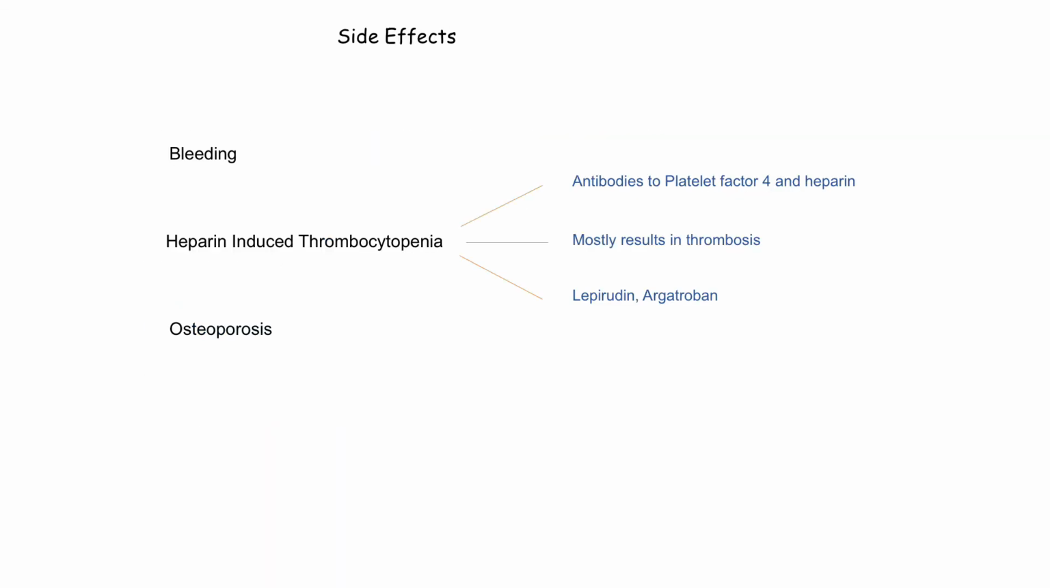When we discuss side effects of unfractionated heparin, bleeding complications are one of the main risks associated with its use. Due to its unpredictable pharmacokinetics, regular monitoring is required to prevent this complication.